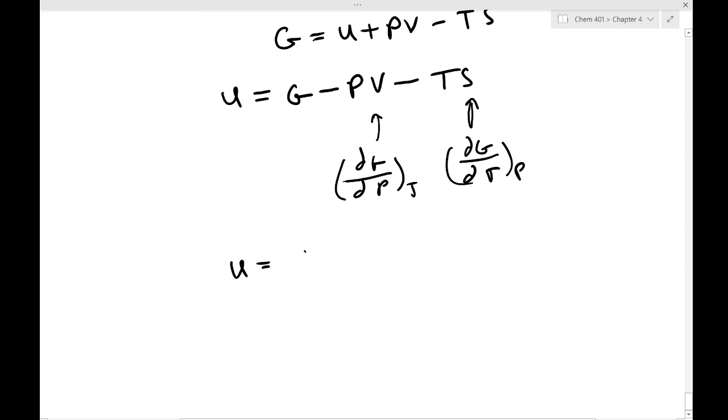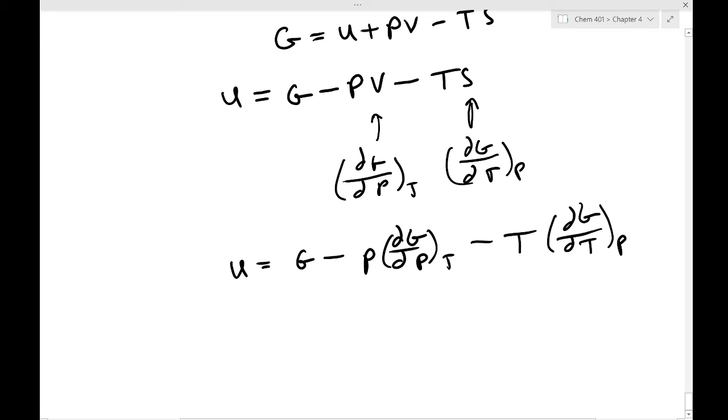Now I can define U in terms of G only. So it's pressure times the change in G with respect to P, T constant, minus T times, wait a minute, I'm mixing this up. Oh no, I'm not, I'm good. Minus T times the change in G with respect to the change in T at constant pressure. Okay, so this is an expression for U with respect to G.